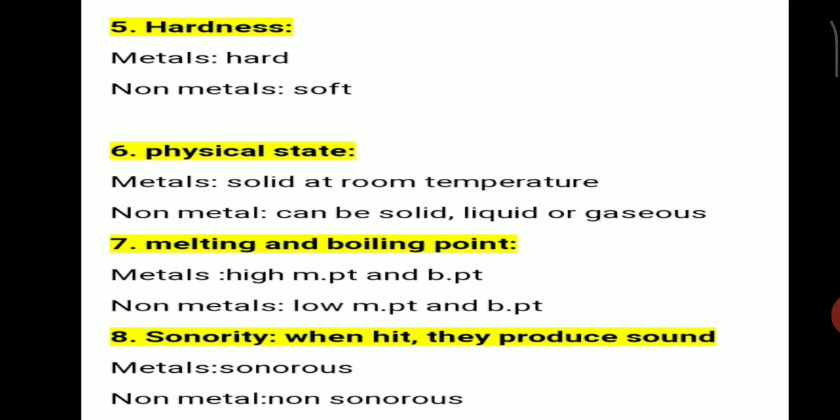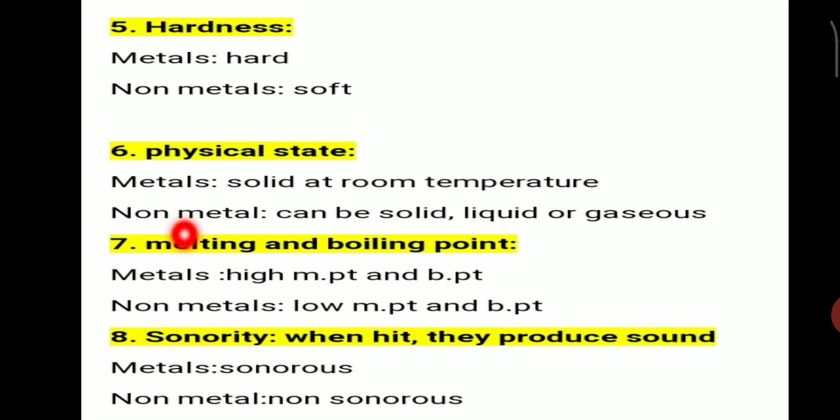So non-metals may be solid, liquid or gases at room temperature. They can exist in all three physical states. Carbon, sulfur and phosphorus are solid in nature. But bromine is the only non-metal which is liquid in nature. Whereas hydrogen, oxygen, nitrogen, chlorine, all these are non-metals which are gaseous in nature.